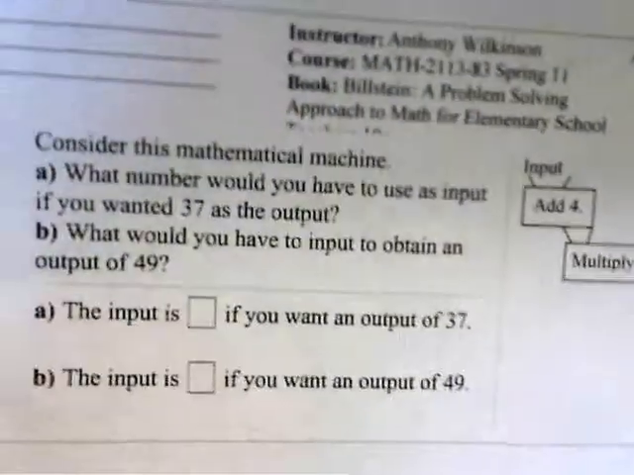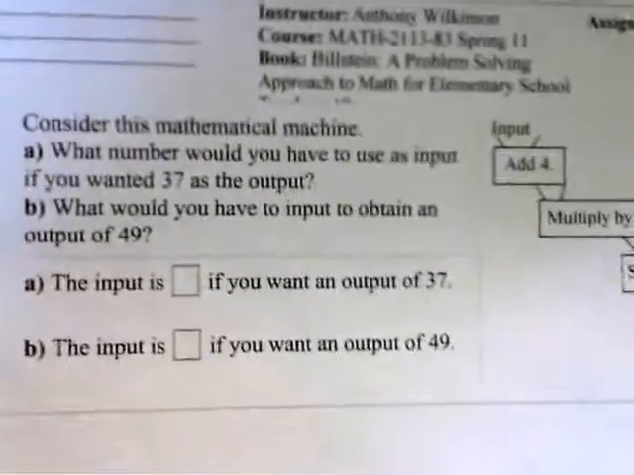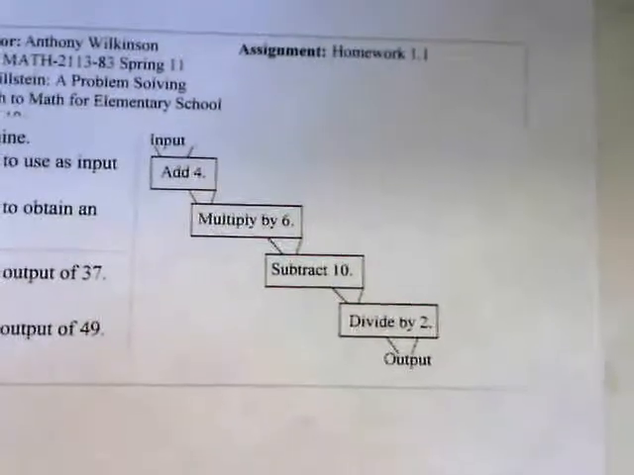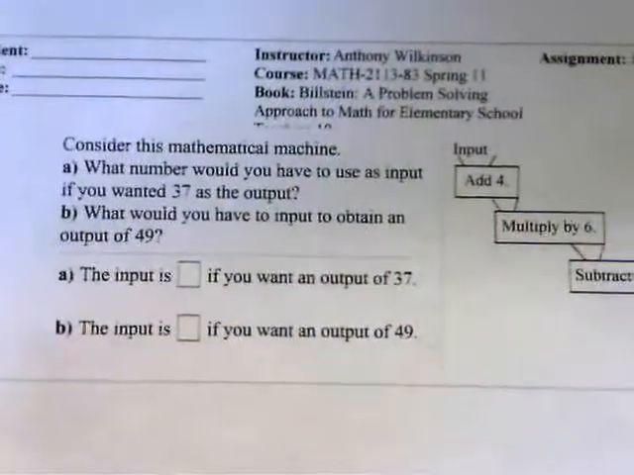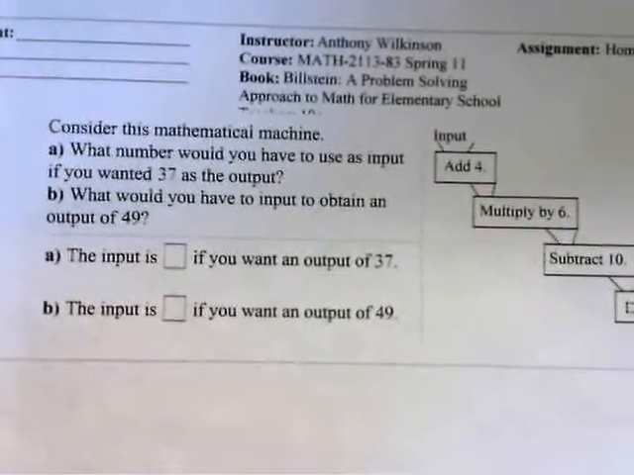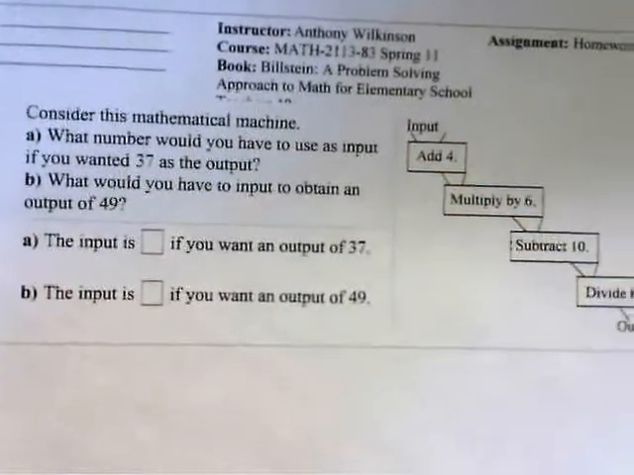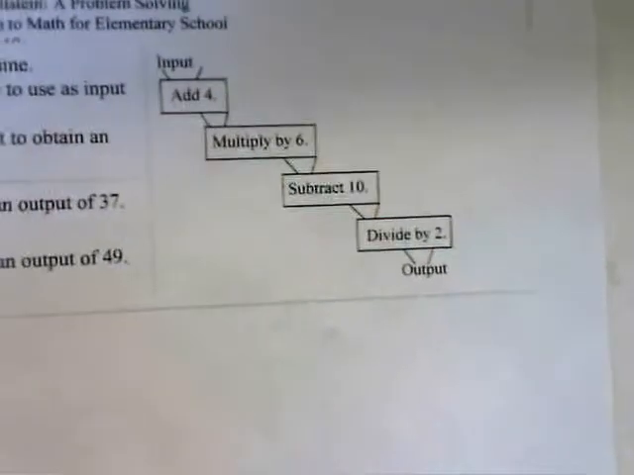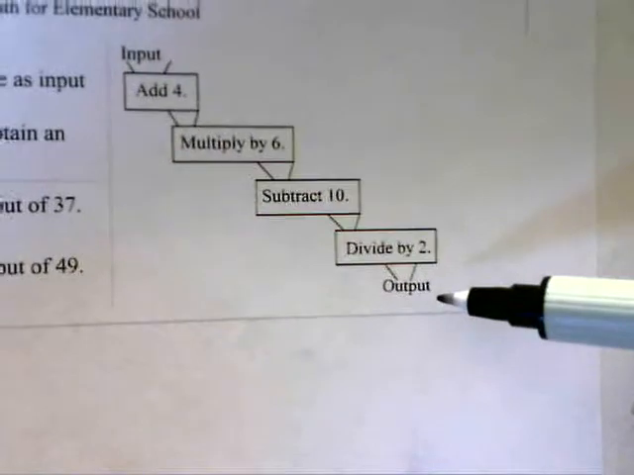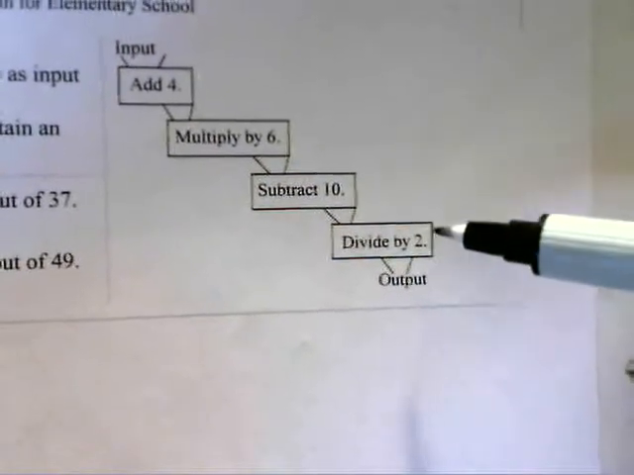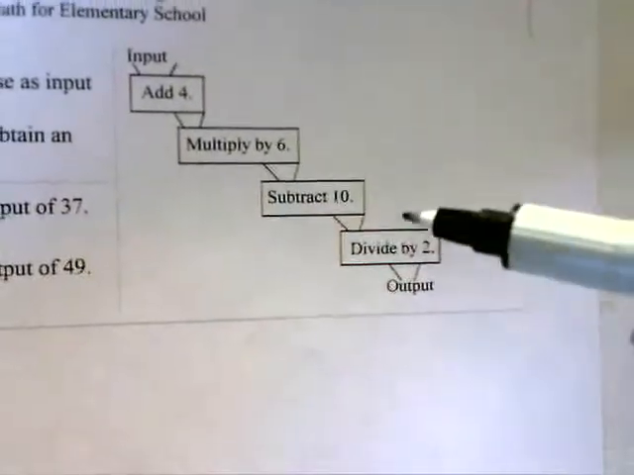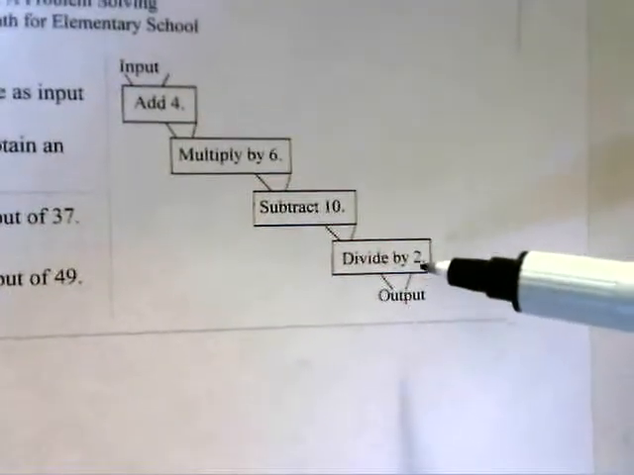Okay, and then the last problem is this. Consider this mathematical machine, which is this machine on the right-hand side. And it asks, what number would you have to use as an input if you want 37 as the output? Okay. Now here the output is going to be 37. So if we want the output to be 37, that means we're going to work backwards here, or do the opposite of each one of these commands that we have here.